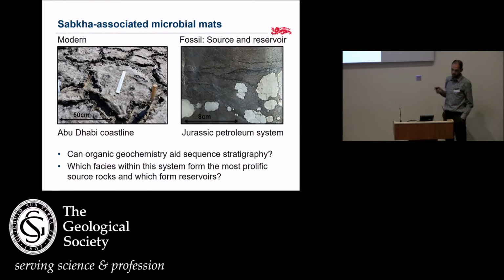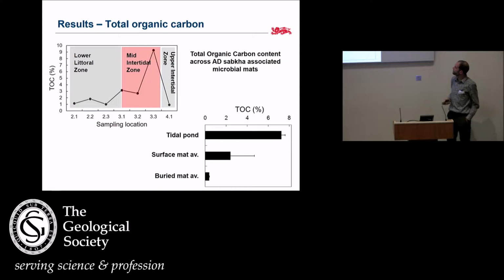Right, so again, we're looking at modern samples, and then we're going to look at some fossil samples for the Jurassic petroleum system and see if we can compare these two. Just simply looking at the total organic carbon. So again, these are the sampling stations in the lower tidal zone, mid tidal zone, where we have these tidal ponds, and then the upper intertidal zone, and then here we have the sabkha, and here we have the sea.